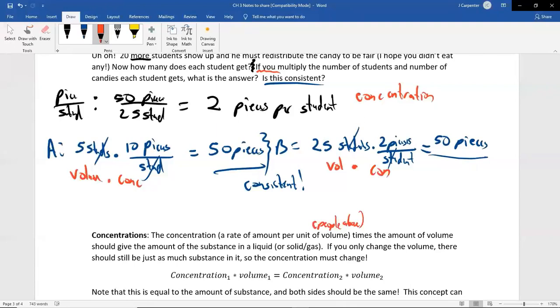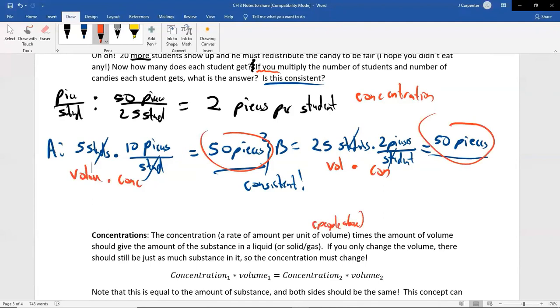If you only change, I'm sorry, the concentration times the amount of volume should give the total substance in the liquid, which is exactly the same thing. This 50 was the total substance, because you have the same amount of things to distribute amongst either a smaller volume or a larger volume.